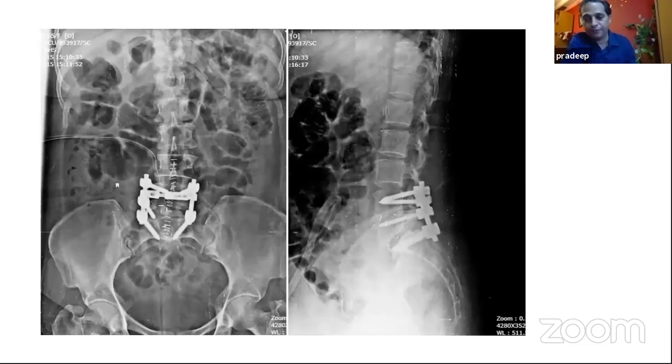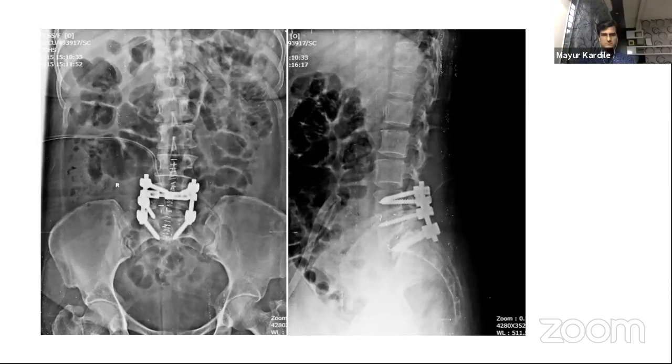What we did is this. We went from L4 to S1 and got a purchase of a screw on the right side. The left pedicle was thin. So we could put a right side pedicle screw.